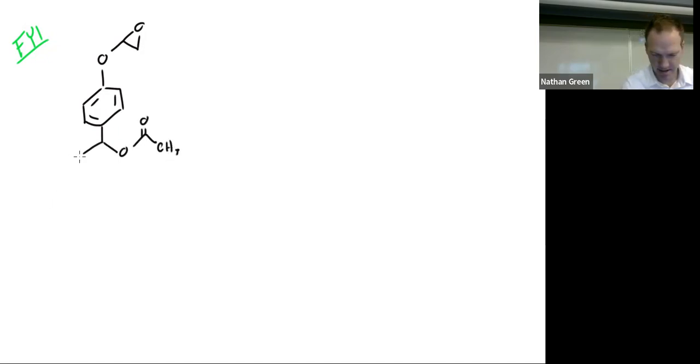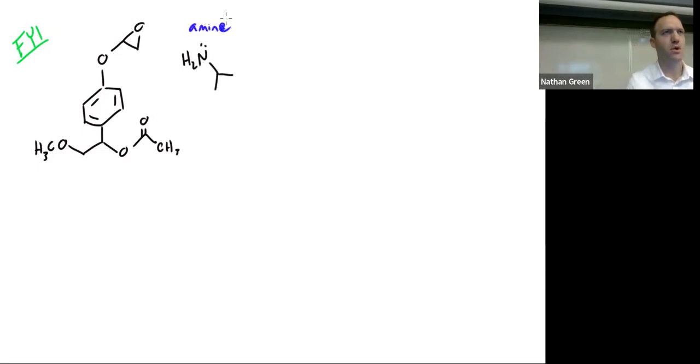I can react this molecule with isopropylamine. We haven't talked about amines yet, but what do you think that looks like? An NH2 with an isopropyl group coming off of it, right? So this is an amine.